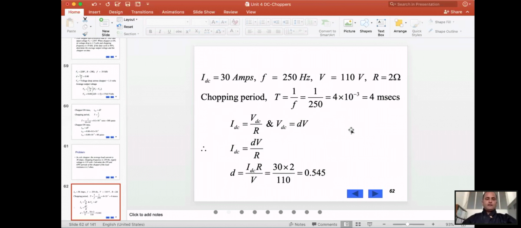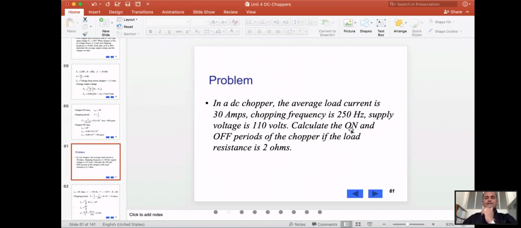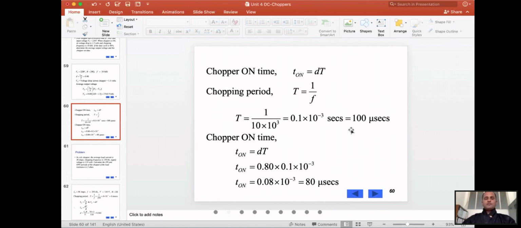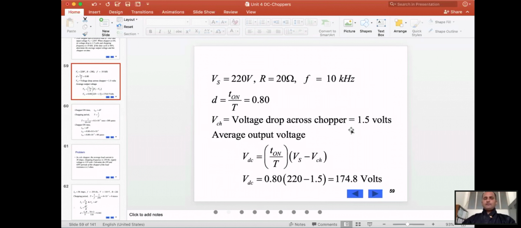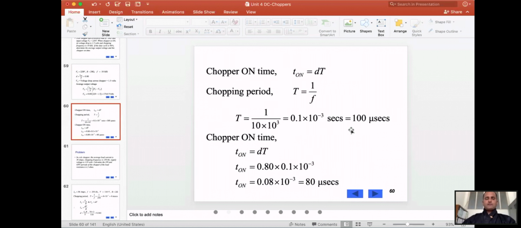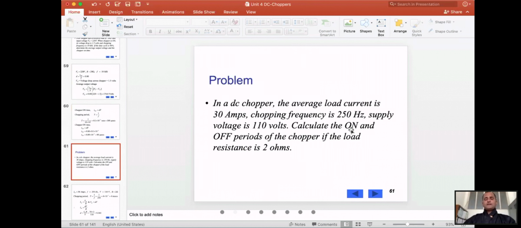Now, there's another problem. In a DC chopper, the average load current is 30 amperes, the chopping frequency is 250 hertz, the supply voltage is 110 volt, and calculate the on and off period. If you carefully see, these problems are quite simple. If you read the question carefully and know the given data, and if you know the formula, you can directly do these problems.